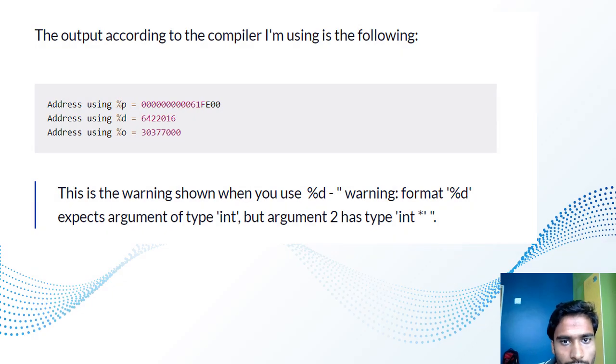The output according to the compiler I'm using is the following. The first one is a garbage value, and the second one is a warning shown when you use %d. Warning: format %d expects argument of type int, but argument 2 has type int *.